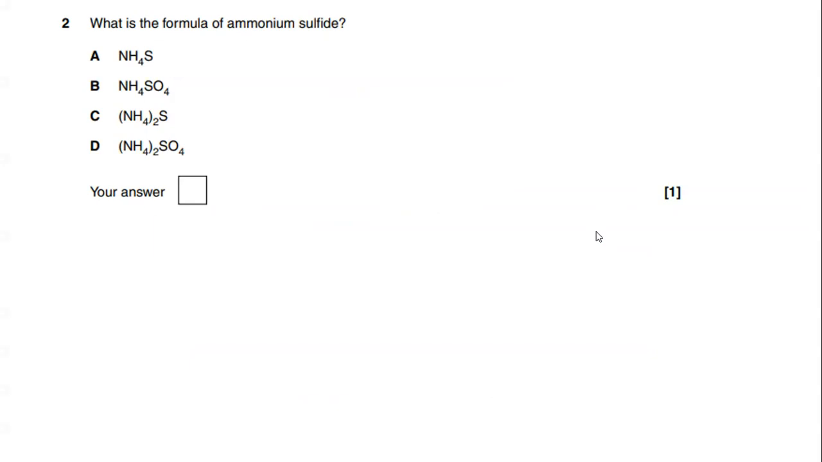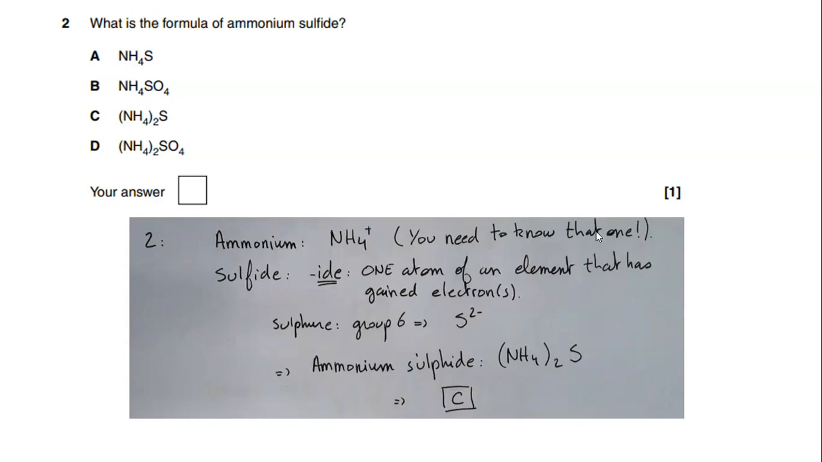Question 2, what is the formula of ammonium sulfide? So here you need to remember the formula of ammonium, it's NH4+. This one you need to know. Then sulfide, if it finishes by IDE, it just means it's an atom of an element that has gained electrons. So in that case, it's sulfur, which has gained electrons. Sulfur belongs to group 6 to form S2-. Therefore, the ammonium sulfide would be (NH4)2S, because you want your compound to be electrically neutral, so the same number of positive and negative charges. So you need 2 NH4+ ions, and you need to know that one.